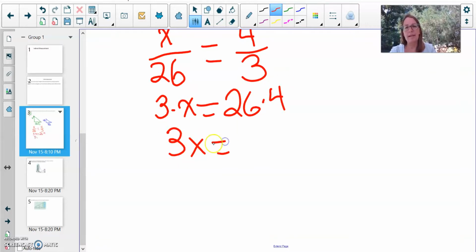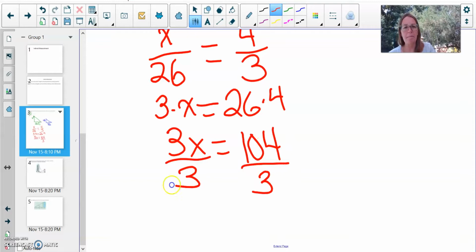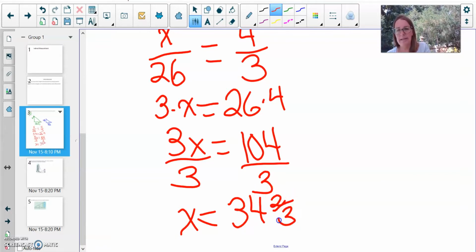So I get 3x equals, I'm multiplying 26 by 4, that's 104. Then I would divide by 3. So I get x equals, I'm going to use my fraction key so I get my exact answer. So I'm doing 104, fraction key, 3. I'm getting 34 and 2/3, and my label would be feet.